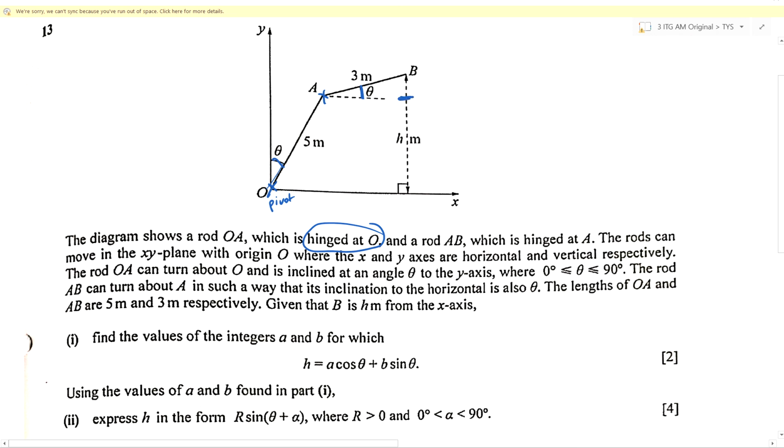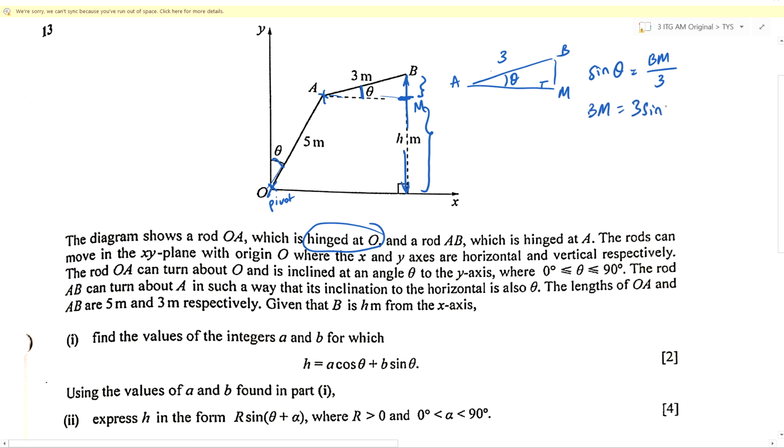Okay, so this height, H, is made up of 2 parts. First is from the smaller triangle on top. So if you were to draw a right angle triangle, BA is 3, this being theta, we will be using sine. Theta is this short length over here. Let's call this point M. BM over 3. So BM is 3 sine theta.